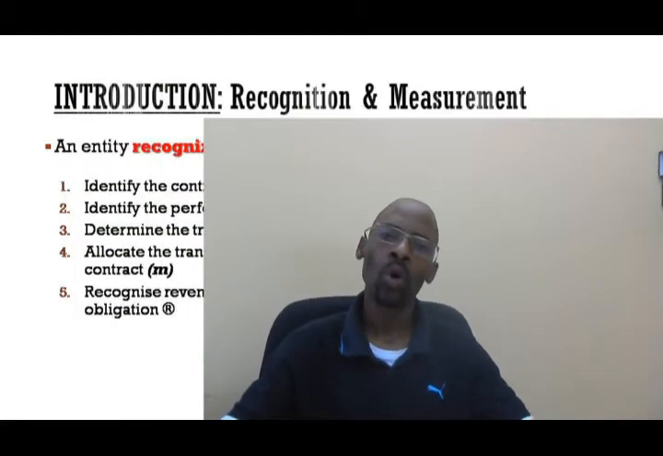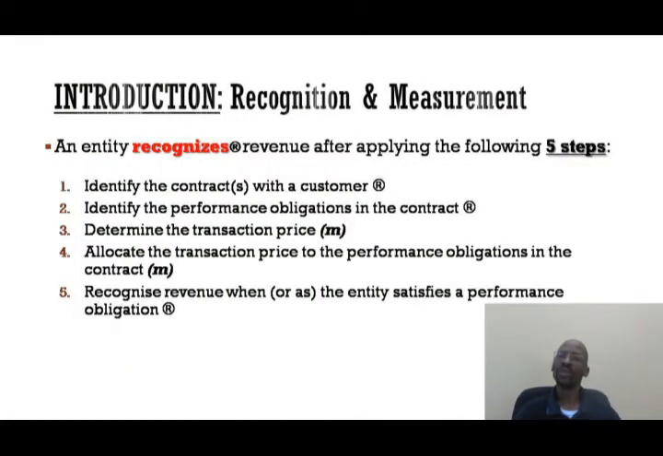Good day, guys. On today's lecture, we'll be covering step 3 and step 4 of IFRS 15, revenue from contracts with customers. In step 3, we'll be determining a transaction price. In step 4, we'll be allocating a transaction price to the performance obligation. Then, there are a few definitions which we need to know in these two steps.